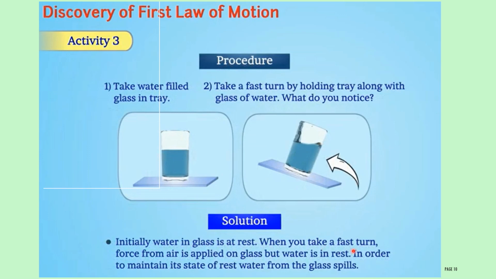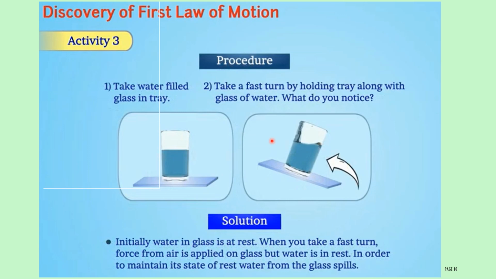When you take a fast turn, the force from the air is applied on the glass, but the water is at rest, because the force from the air is applied on the glass but not on the water. In order to maintain its state of rest, the water from the glass spills. The water will be in the state to maintain its state of rest.